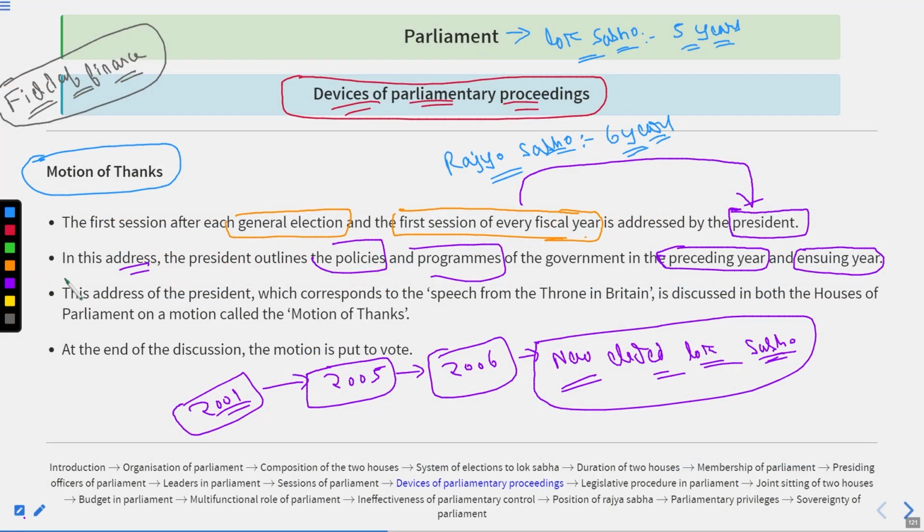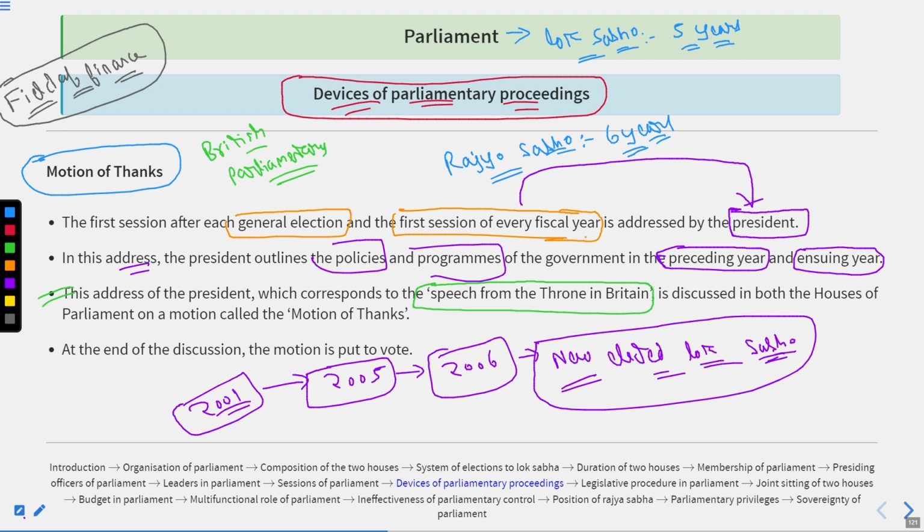This address of the president corresponds to the speech from the throne in Britain. What is the meaning of this? If we talk about the parliamentary system of India, then we know that we had borrowed it from the British parliamentary system.